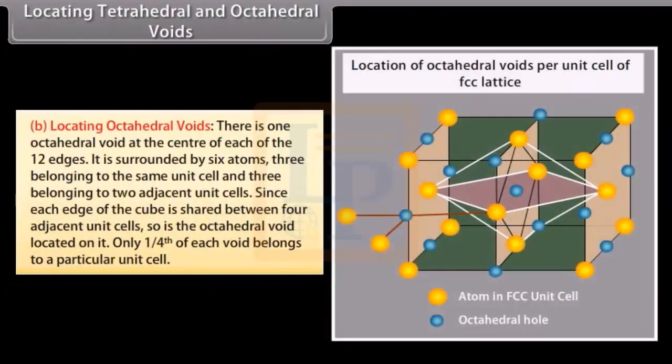Locating octahedral voids. There is 1 octahedral void at the center of each of the 12 edges. It is surrounded by 6 atoms, 3 belonging to the same unit cell and 3 belonging to 2 adjacent unit cells. Since each edge of the cube is shared between 4 adjacent unit cells, so is the octahedral void located on it. Only 1/4 of each void belongs to a particular unit cell.